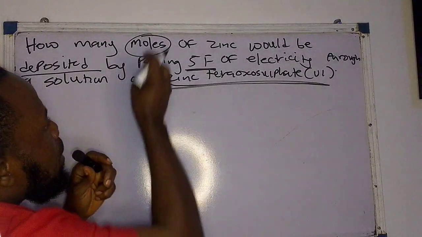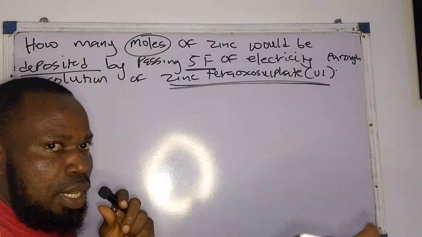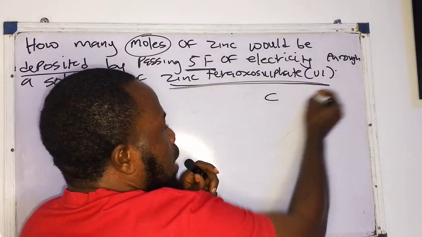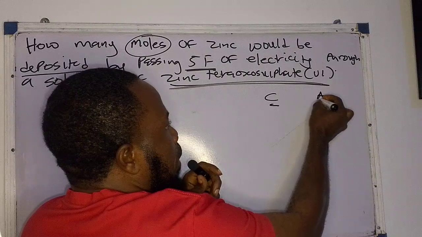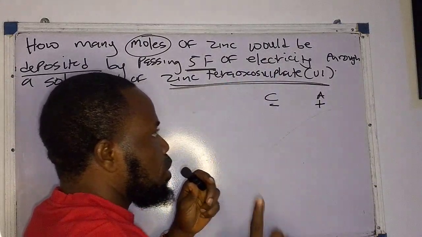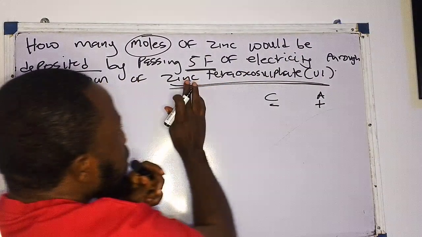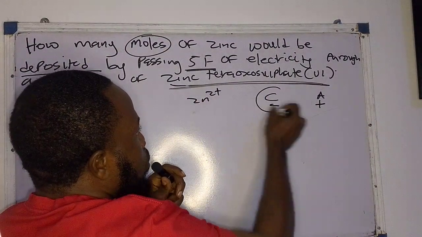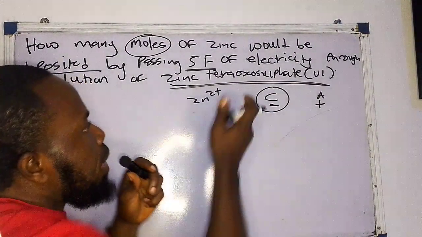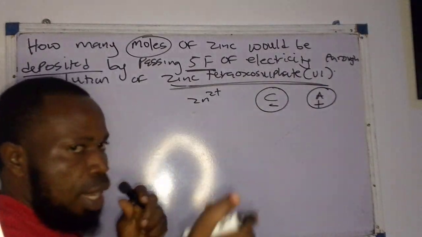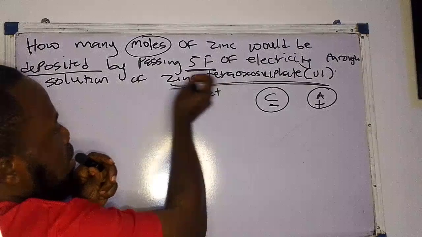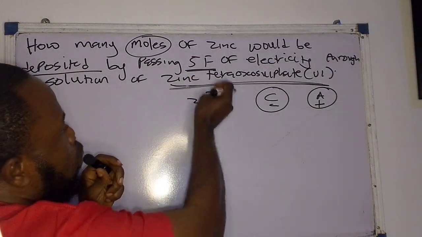Now they're asking us how many moles of zinc will be deposited. You know that during electrolysis there's what we call the cathode and the anode. The cathode is negative, the anode is positively charged. In this situation, the zinc, Zn 2+, is going to be deposited at the cathode, while the SO4 will go to the anode. That is a very short brief explanation. They're asking us how many moles of zinc will be deposited.